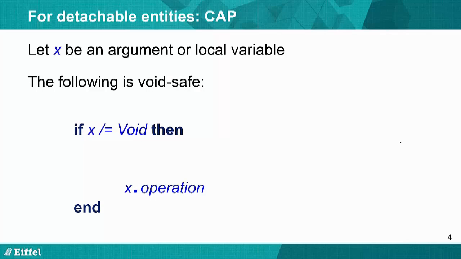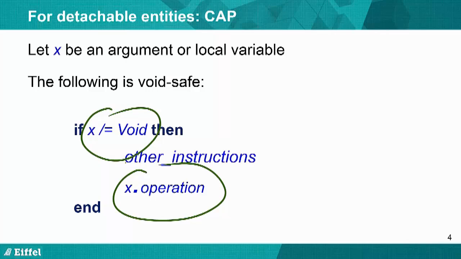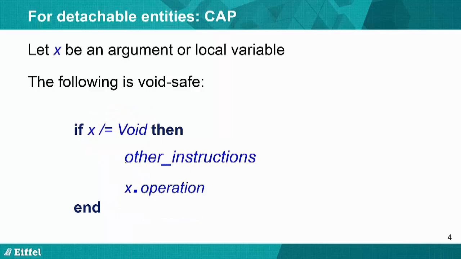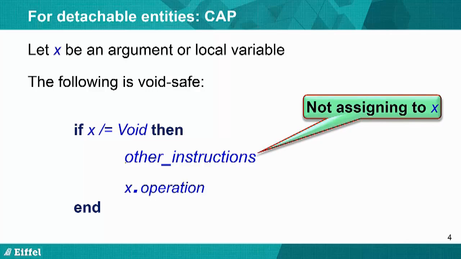Actually, they're quite fundamental because they enable us to have simple tests, like for example here, a void test, without having to use an object test in simple cases. So let x be an argument or a local variable of a routine. Well, if x is not equal to void, we can apply an operation with x as target. We can even, for good measure, throw in a few instructions in between the test and the application of the operation to x, as long as these instructions, of course, do not assign to x, because they could assign some void value to x. And so this is a very useful scheme, or a very useful CAP.